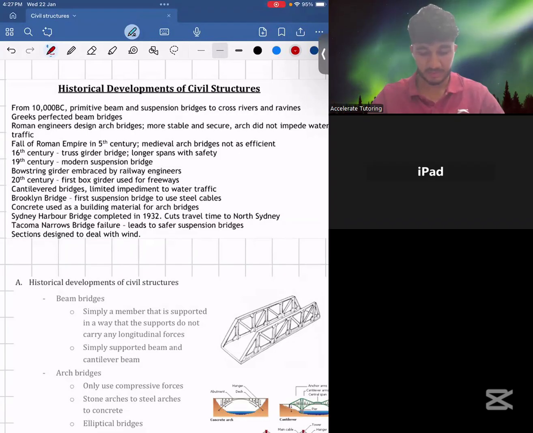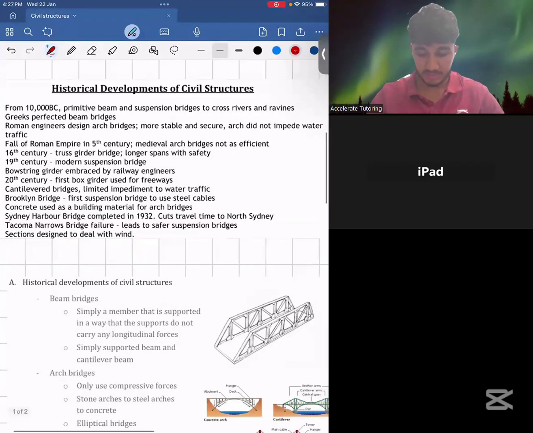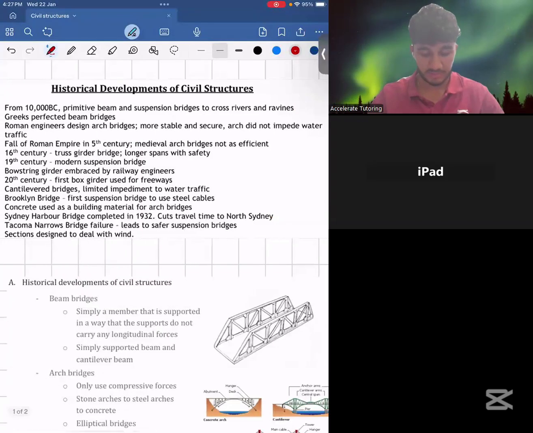The Greeks perfected the beam bridges. The Roman engineers designed arch bridges, which were more stable and secure. Arch bridges did not impede water traffic, so it went over rather than going straight through it. With the fall of the Roman Empire in the 5th century, medieval arch bridges that were made were not as efficient. In the 16th century, truss girder bridges were made, which could go longer spans and were relatively safer. In the 19th century, modern suspension bridges were made. The bowstring girder braced by railway engineers, that's a specific type of bridge that was made. In the 20th century, the first box girder used for freeways.